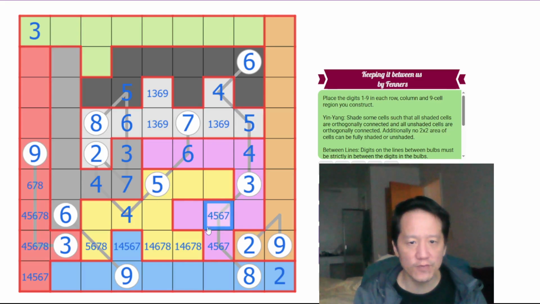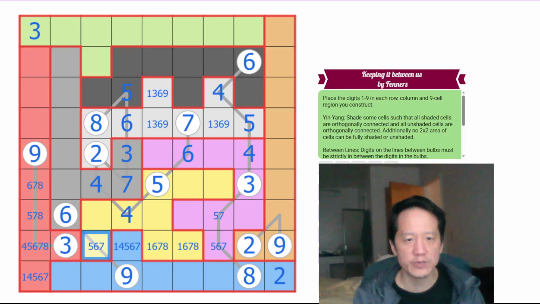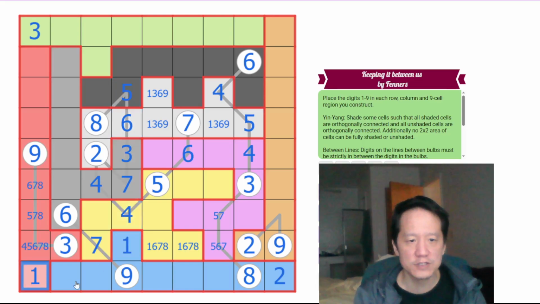This can't be 4 in the pink region, so this has to be 5, 6, or 7. This can't be 6 because of that 6. This can't be 4 or 6 because of that 4 or 6. 4 cannot be in the yellow region, so that can't be 4 then. This can't be 8 anymore. This has to be in between 6 and 9. And the only digit here that's possible then is a 7. This cannot be 4, 5, 6, or 7. It has to be a 1, which forces this to be a 1 then, because these digits are the same.